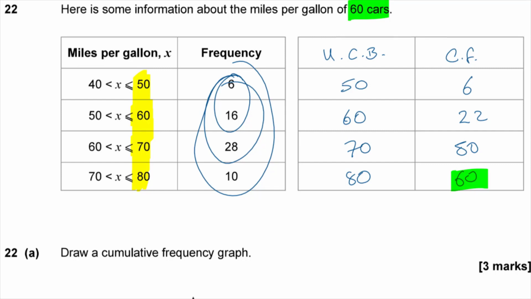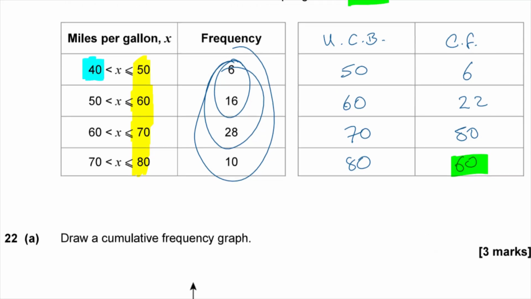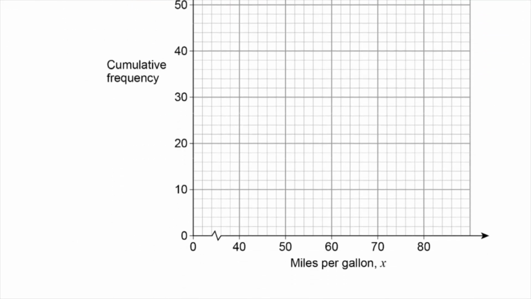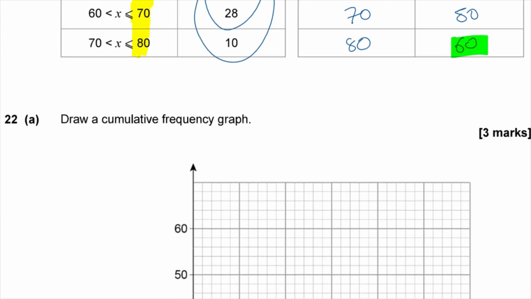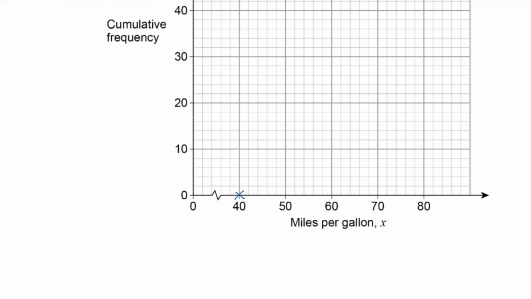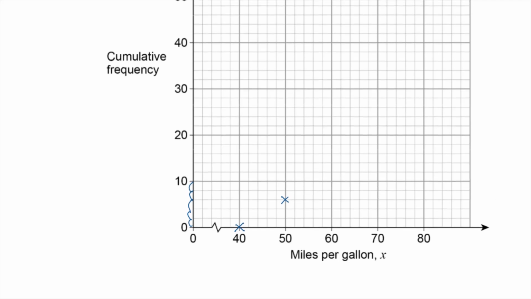Now I've got my cumulative frequencies and my upper class boundaries, I can start plotting the points. There's actually an additional point I can plot first: 0 against the lowest value in my frequency table. So 40 is my first point, which is here. My next point is going to be at 56. Each one of these little squares is worth 2, so 2, 4, 6, 8, 10, so that's going to be 6 there.